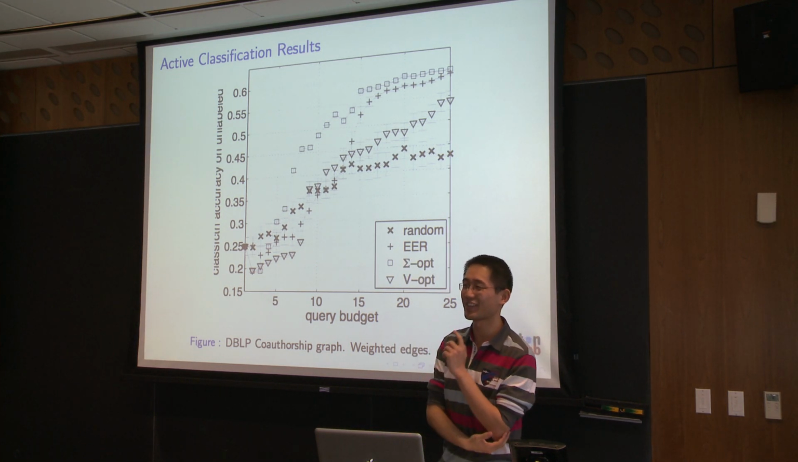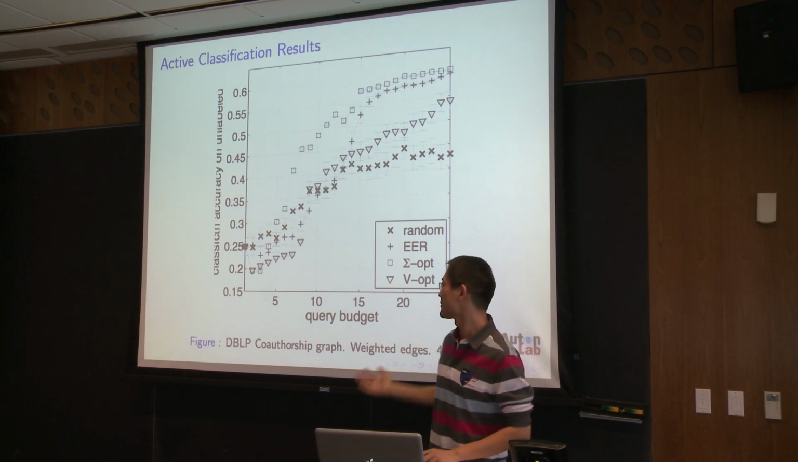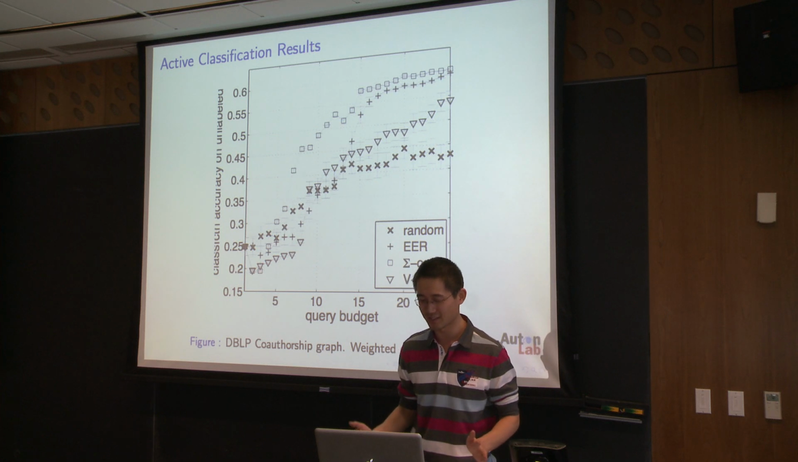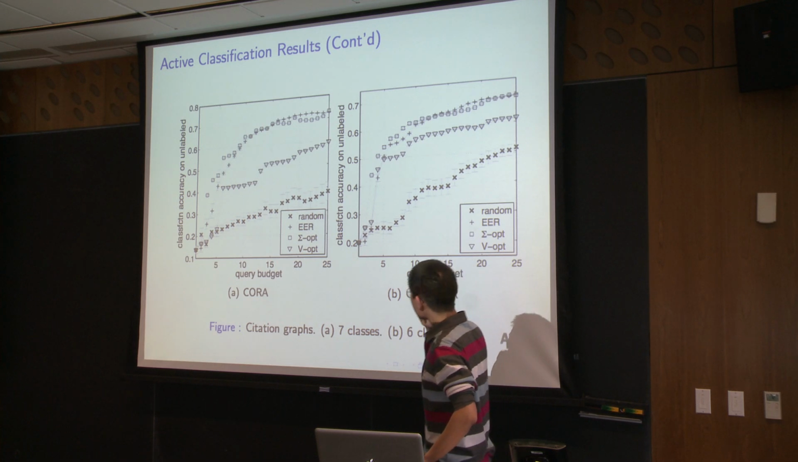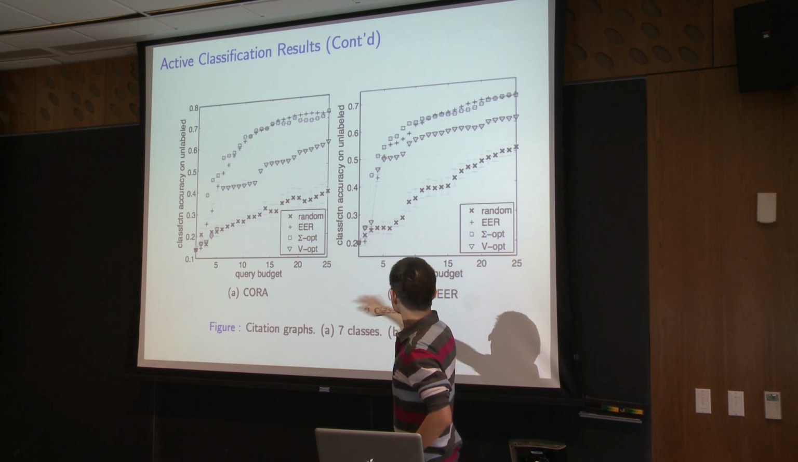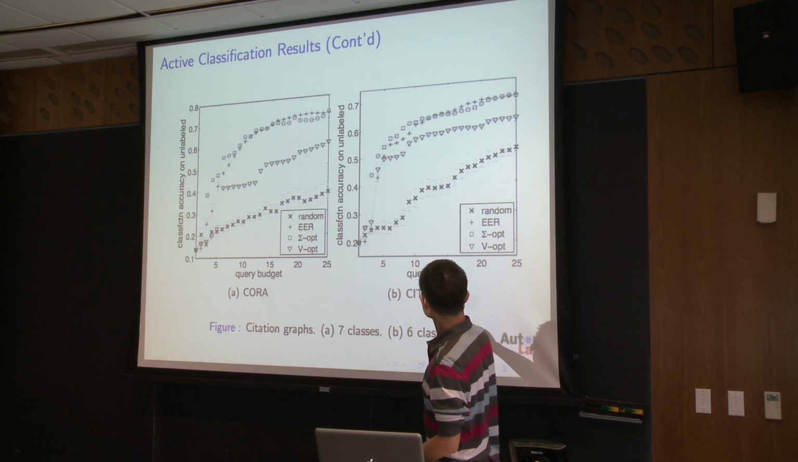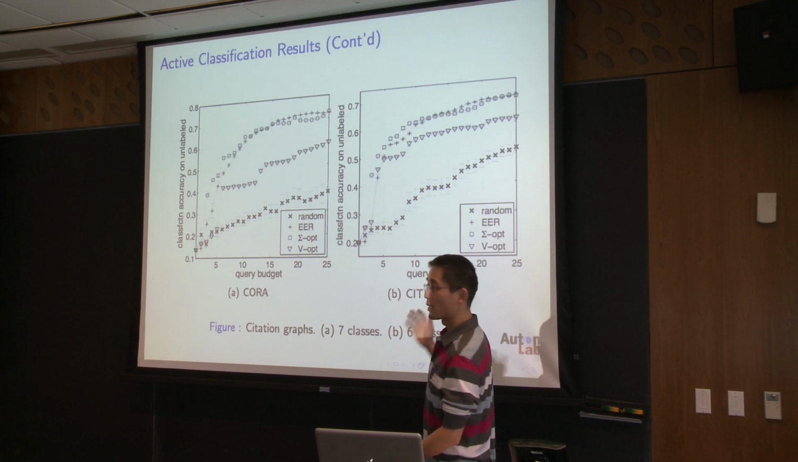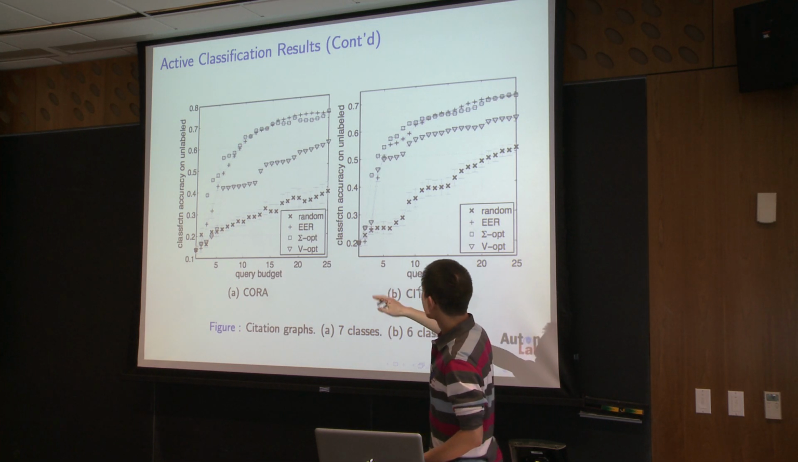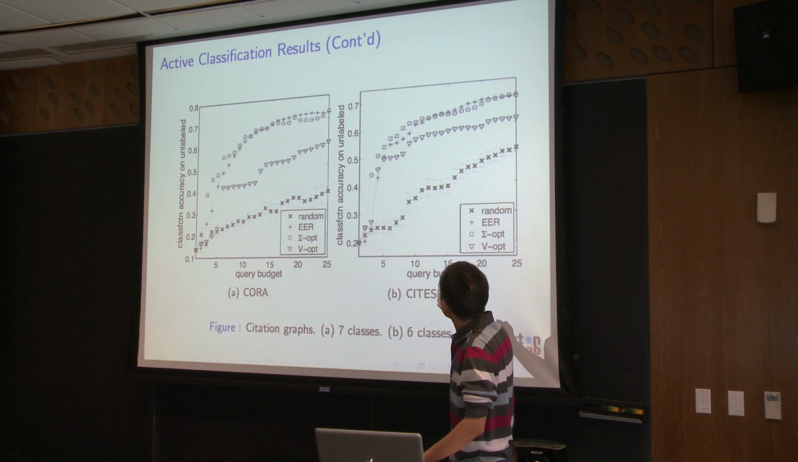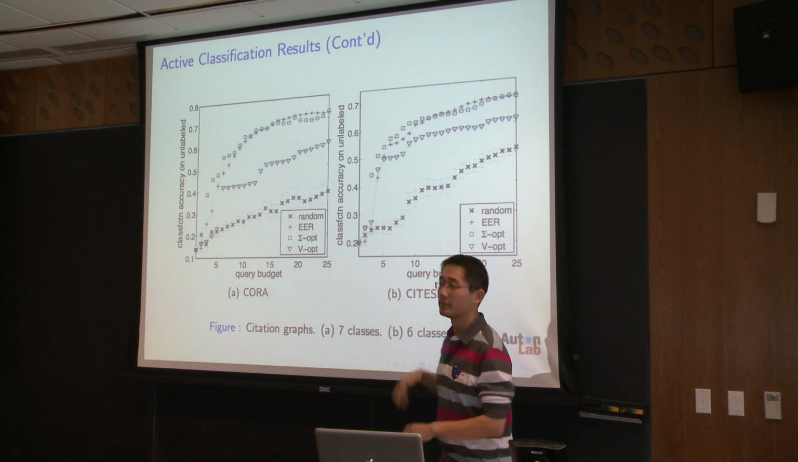Honestly, in a lot of active learning problems, the algorithms won't beat random. And sometimes, I didn't show you, there might be some mistuning. I'll talk about that later. There are also these 2 citation graphs, Cora and CiteSeer, which are both benchmark problem sets. On the left, there are 7 classes. On the right, there are 6 classes. And you can see sigma optimality still beats V optimality and random.